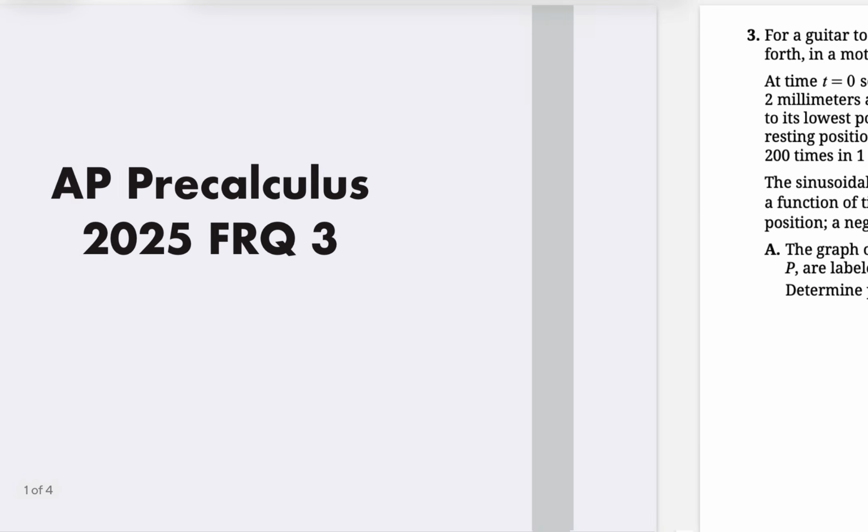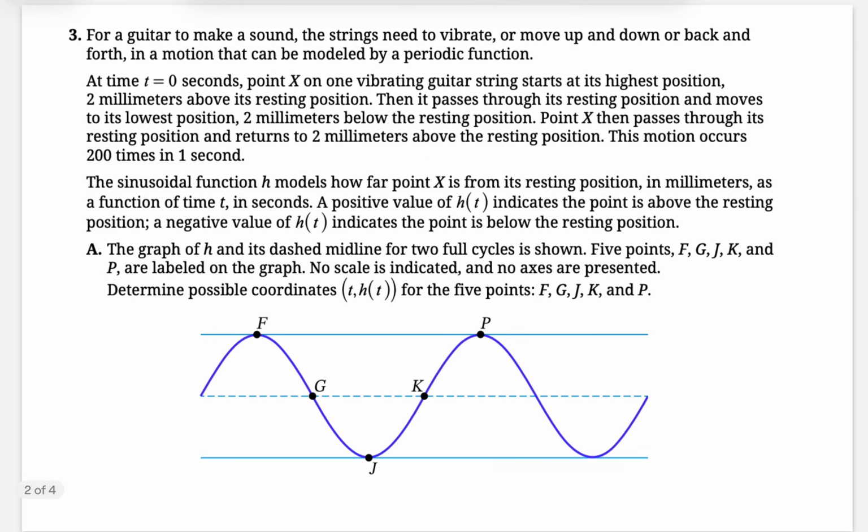Feel free to pause the video, try the problems yourself, and then I will walk through the answers and how to get them. Okay, so this one says, for a guitar to make a sound, the string needs to vibrate, or move up and down or back and forth, in a motion that can be modeled by a periodic function. At time t equals 0 seconds, point X on one vibrating string starts at its highest position, 2 millimeters above its resting position.